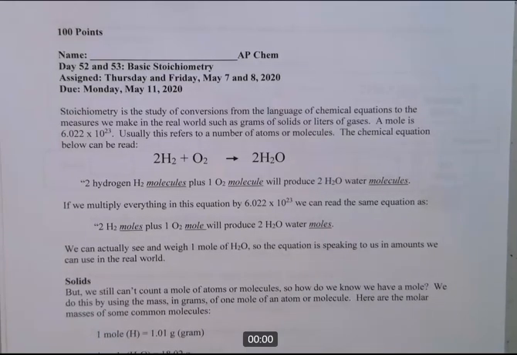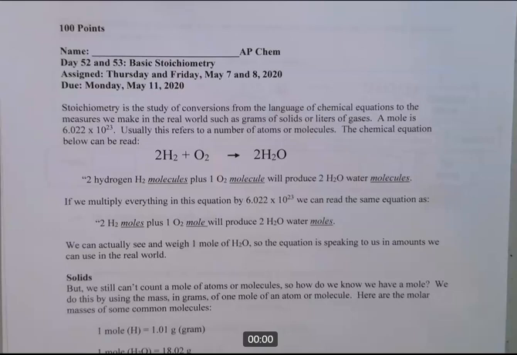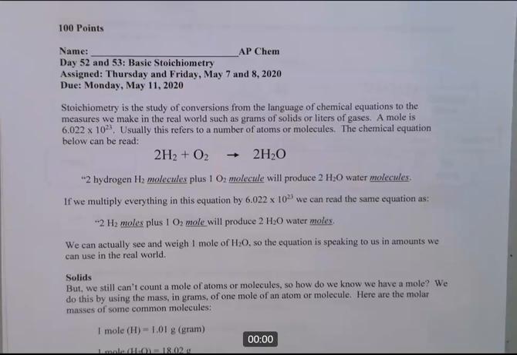A mole is 6.022 times 10 to the 23rd. Usually this refers to the number of atoms or molecules. The chemical equation can be read as this. So here's a chemical equation to make water. We're not going to worry about the states. This is gas, and this is either gas or liquid, but we're not going to worry too much about that. It's just what is the chemical formula. It's like a recipe in cooking to make water.